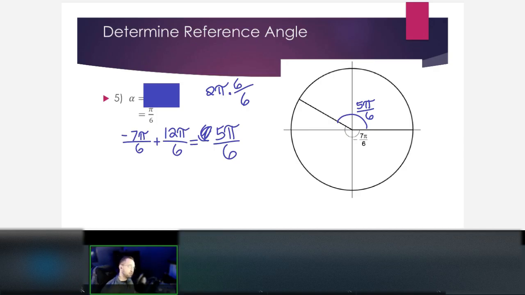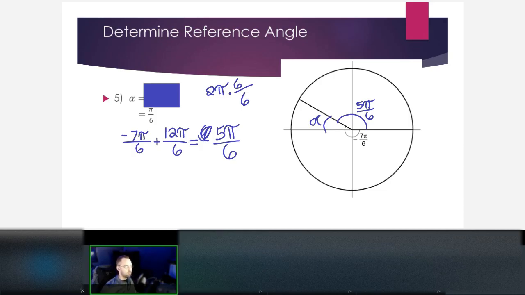Emily is correct. It is pi minus 5 pi over 6. Because this is the angle alpha right here. This is alpha. That's a terrible alpha symbol, but it kind of looks like one.